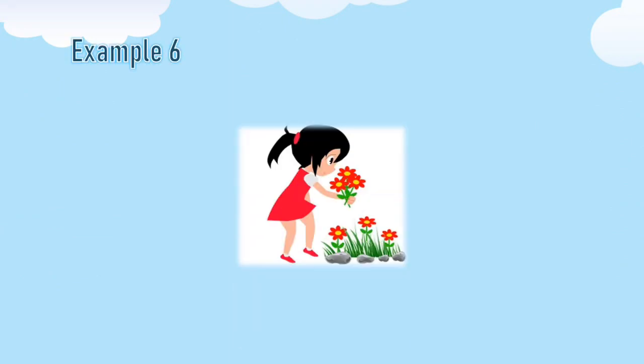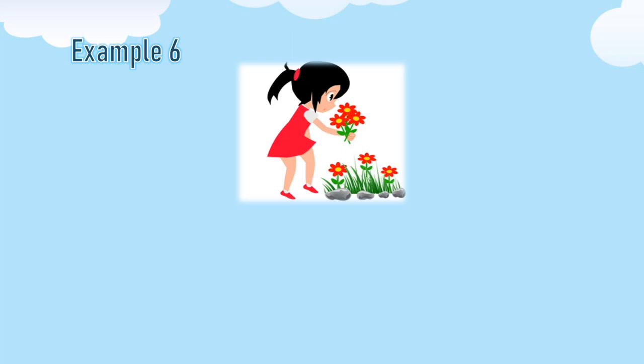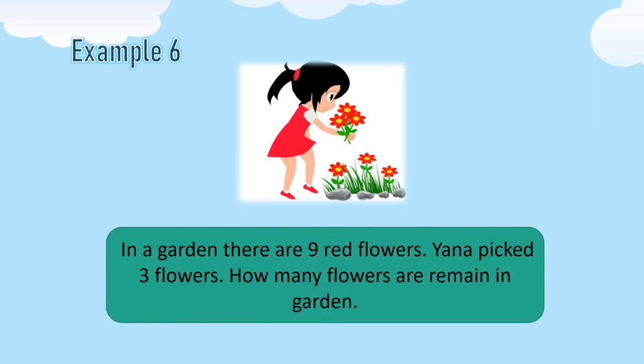Okay students, look at example 6. Here's a picture. By seeing this picture, I have created a subtraction story. In a garden there are 9 red flowers. Yaania picked 3 flowers. How many flowers remain in the garden?